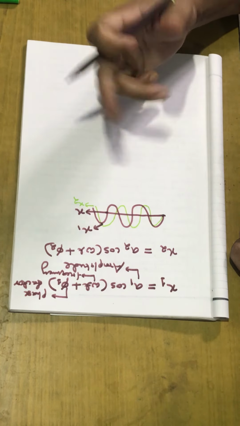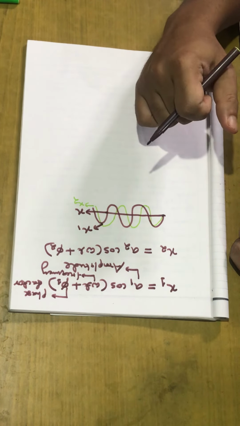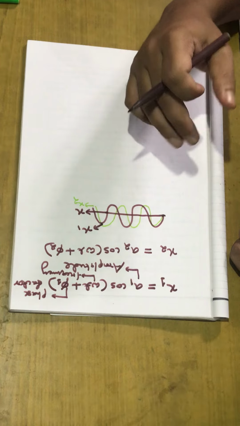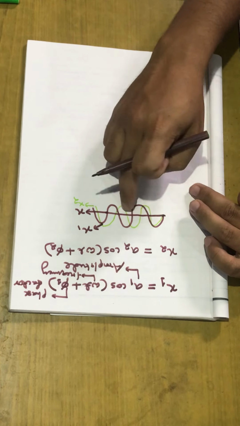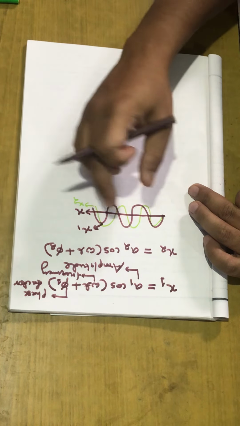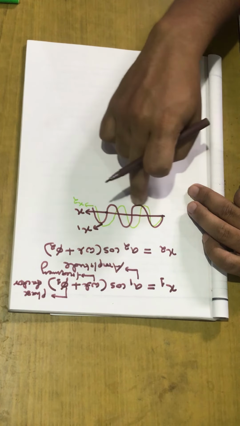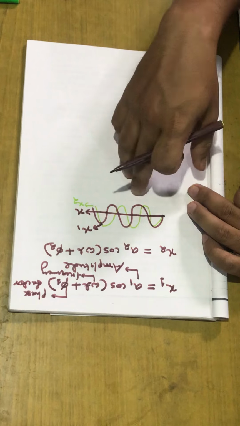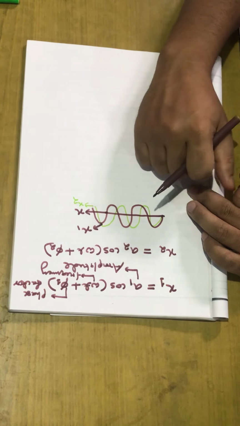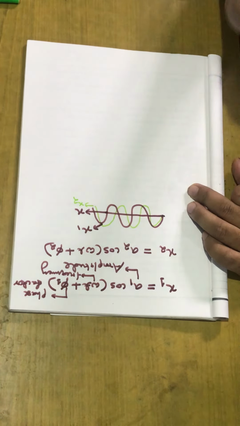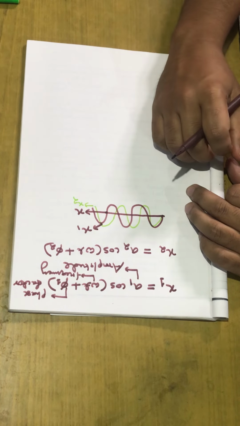Obviously you can guess that the frequency will be the same, but their phase will be different. If you add up these two, the phase will be different and the amplitude will be different. You can easily guess it because we are just adding two simple harmonic oscillations to find out what the resultant oscillation is.